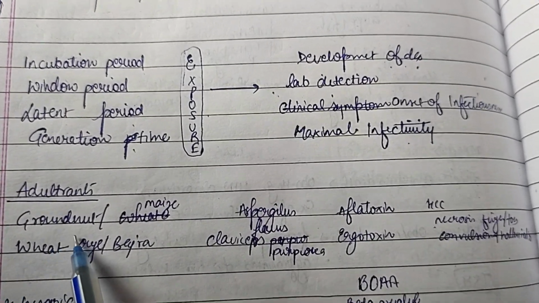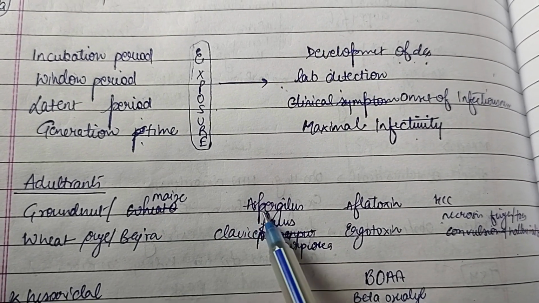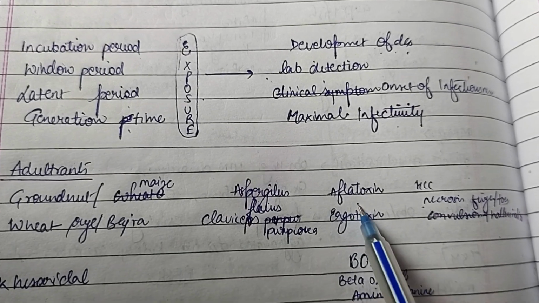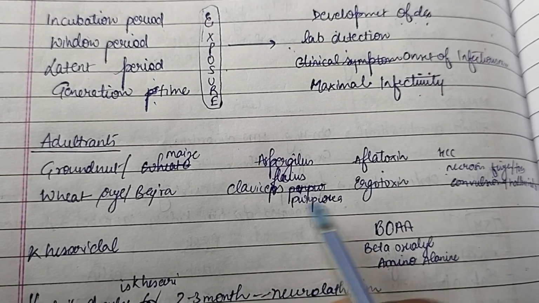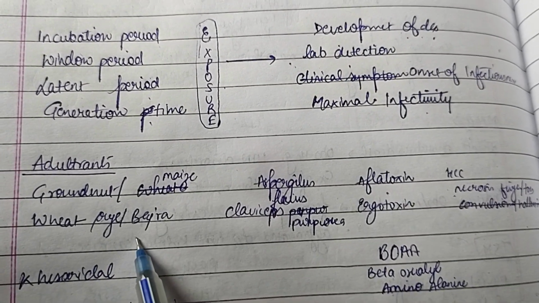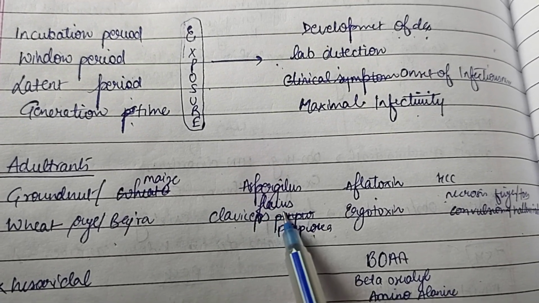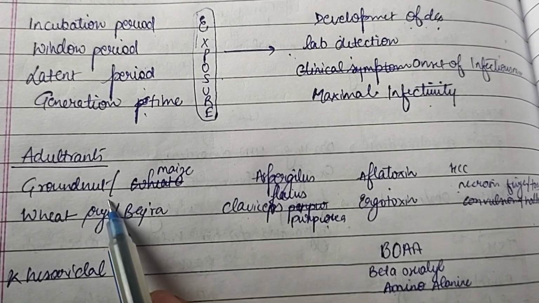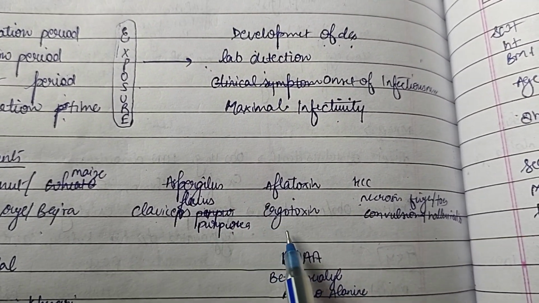First of all, the adulterant is in groundnut or maize, which get contaminated by the fungus Aspergillus, which produces aflatoxin, which causes hepatocellular carcinoma in the liver. Another one is wheat or rye or bajra getting spoiled by a fungus named Claviceps purpurea. Aspergillus flavus is the full name of Aspergillus, which causes contamination of groundnut and maize. Next, Claviceps purpurea causes ergotoxin.